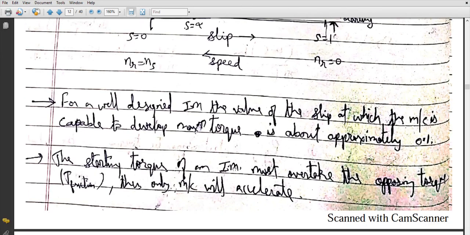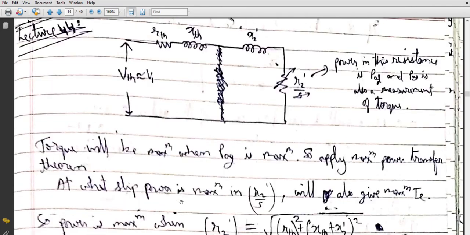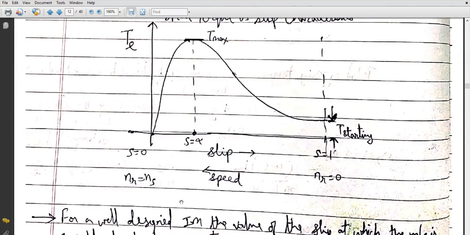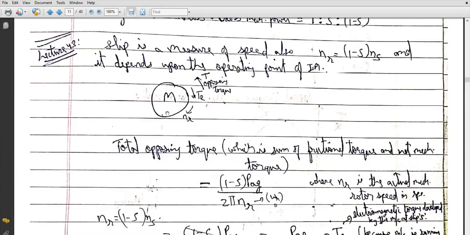Now, the starting torque of the induction motor must overcome the opposing torque, the friction torque, and only then will the machine accelerate. What does this signify? I'll tell you over here only. We know that for any induction machine, as I've already told you in the previous lecture, in every machine there are two torques. One is your electromagnetic torque, another is your opposing torque. If your machine is operating on no load, then the only opposing torque available is your frictional torque. Okay, keep this in mind.